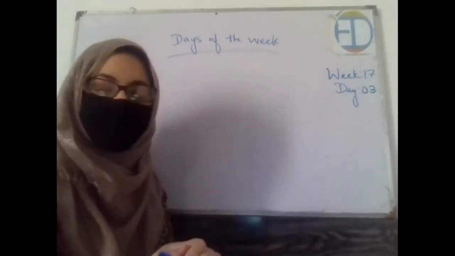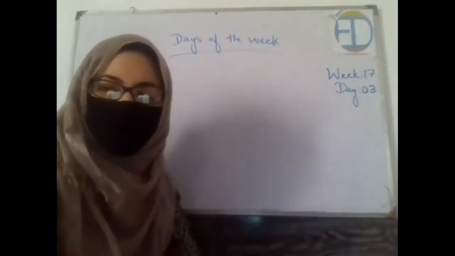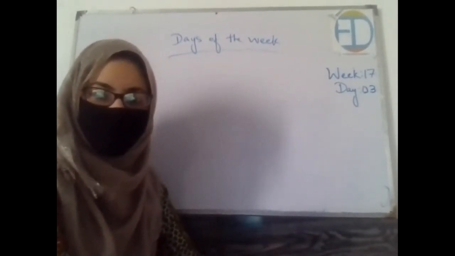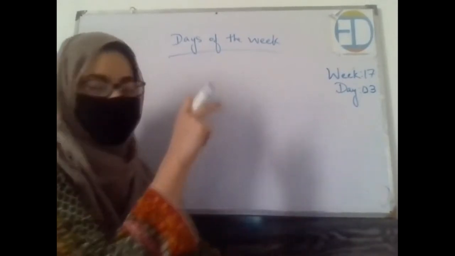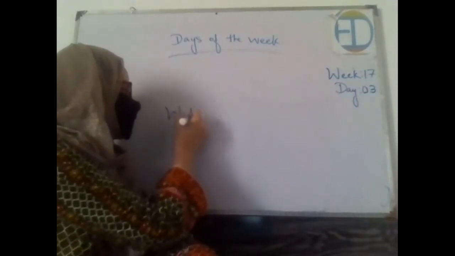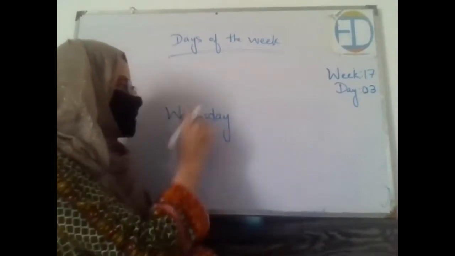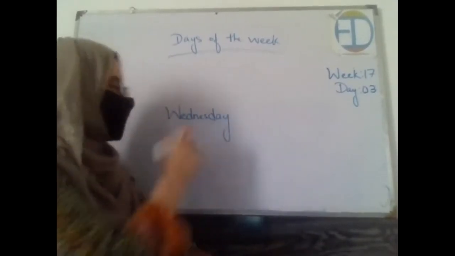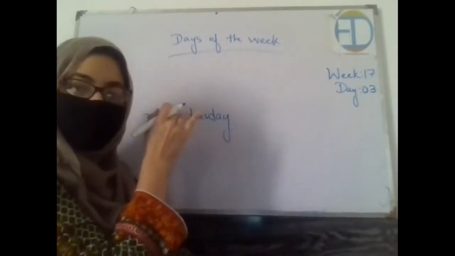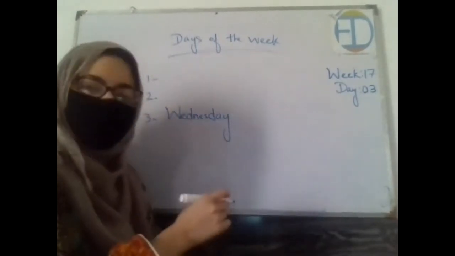Okay, so tell me, what day is today? Can you tell me? If it's the third day of the week, so it's Wednesday. Very well done. How many days have passed before Wednesday? If Wednesday is third, how many days are before Wednesday? Two, right? One and two. So can you tell me their names?